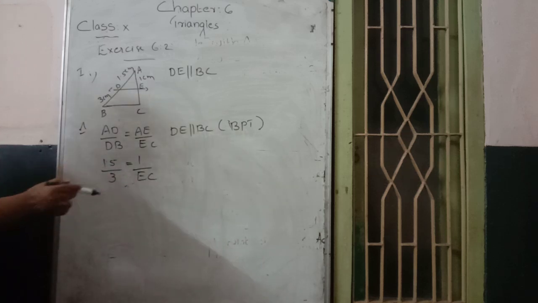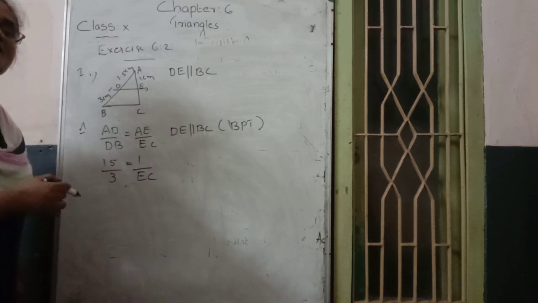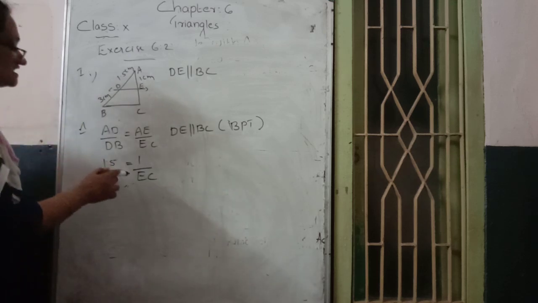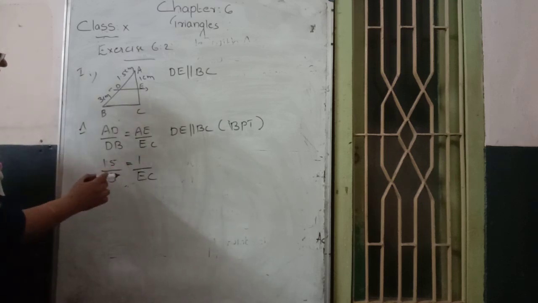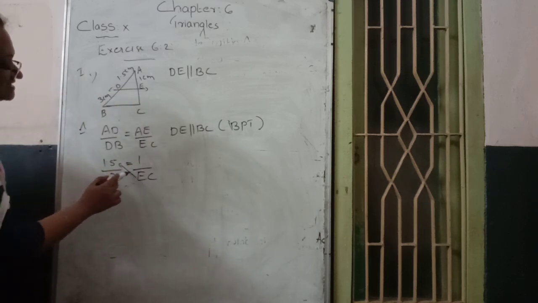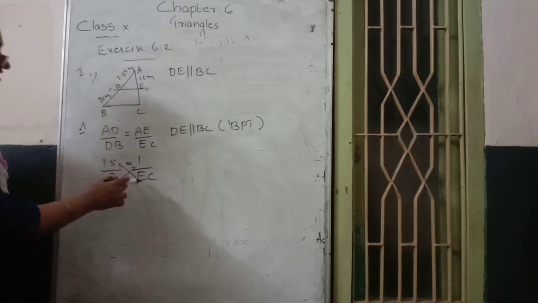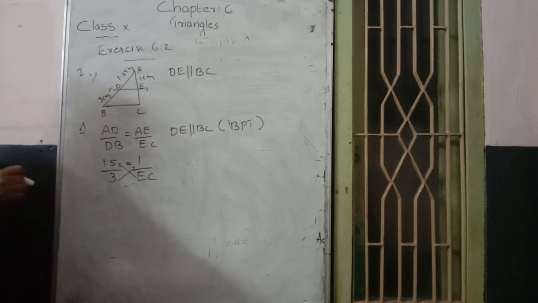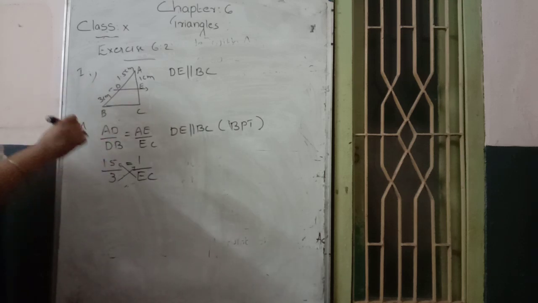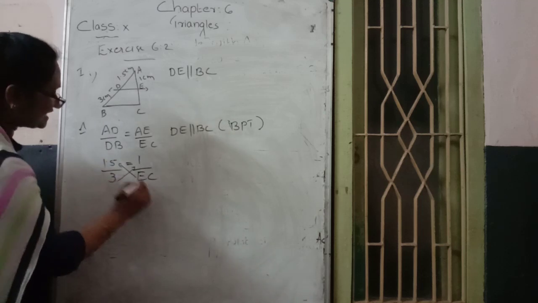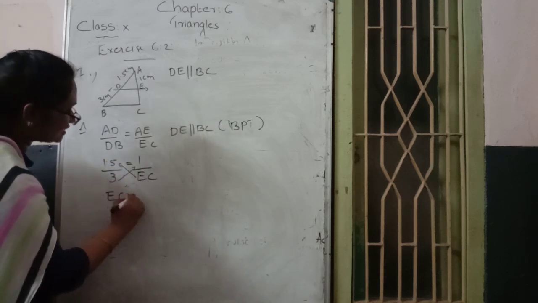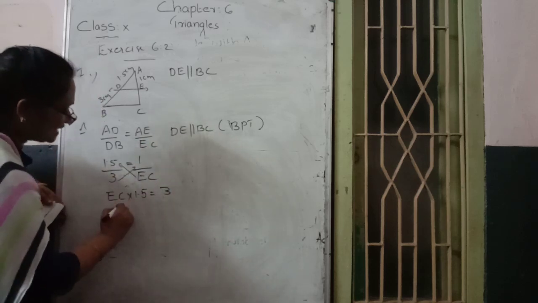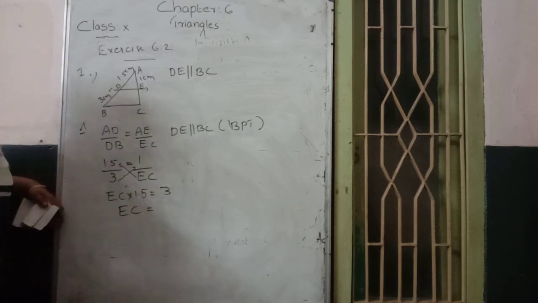Here EC values keep it on one side, but here one problem, EC is on the denominator. That's why we want to send EC to the opposite side, and the remaining part, 3, sent to the right side numerator, and 1.5 also sent to the right side denominator. So we can write EC into 1.5 equal 1 into 3, becomes 3.